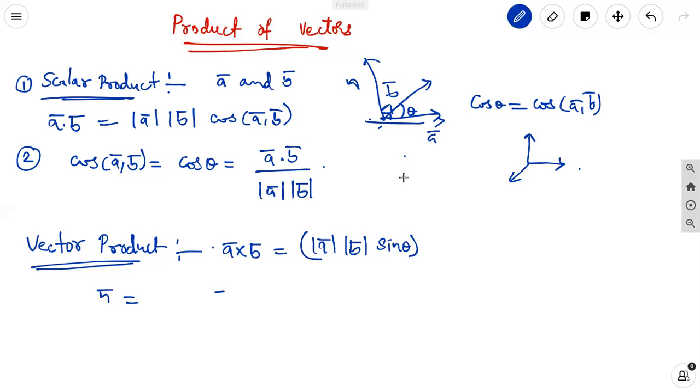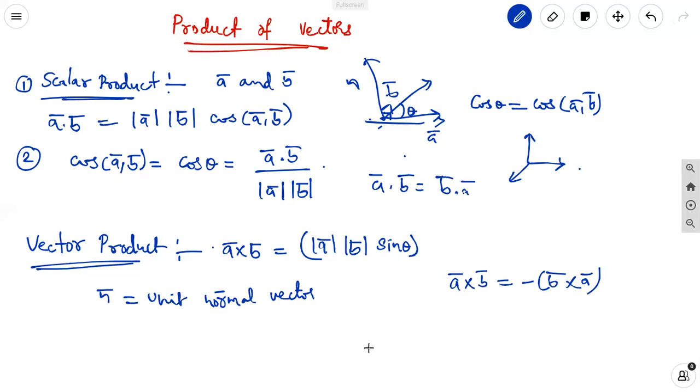When it is perpendicular, then cos 90 degrees will be 0. Then A vector cross B vector is equal to modulus of A vector and B vector. In the dot product, the directions are the same. That is A vector dot B vector is equal to B vector dot A vector. But in the cross product, A vector cross B vector is equal to minus of B vector cross A vector.